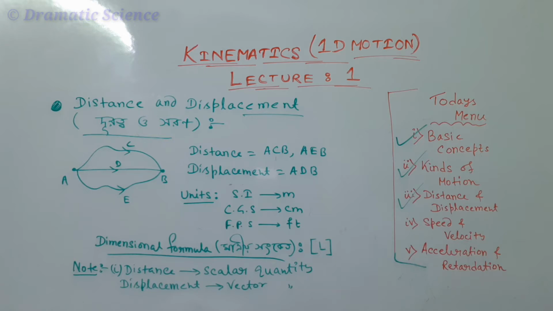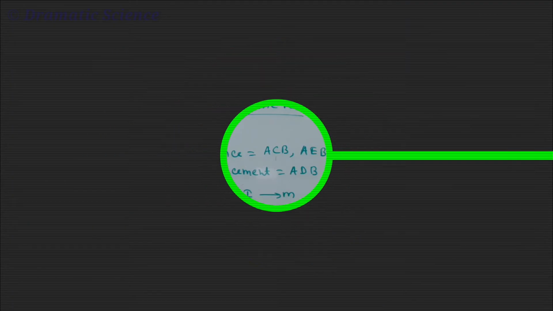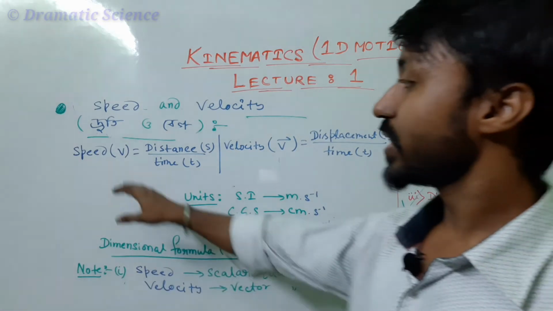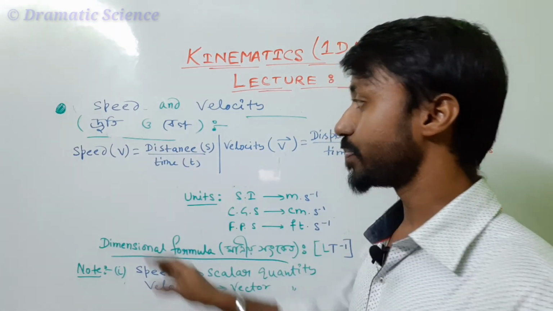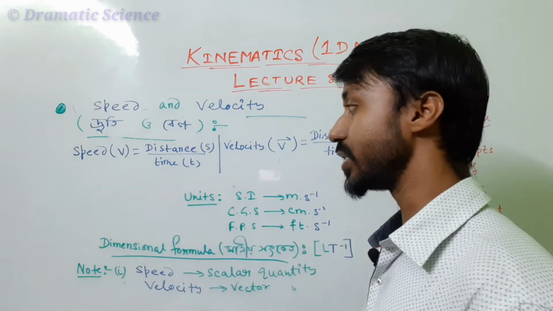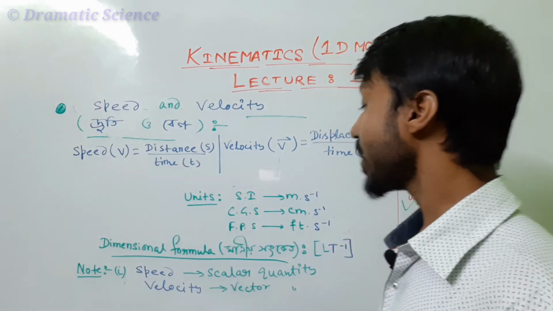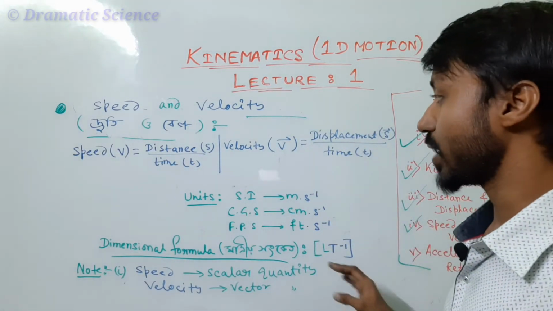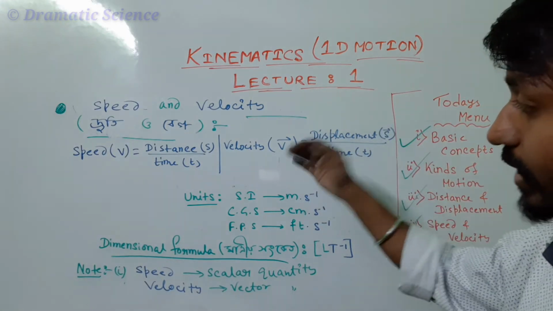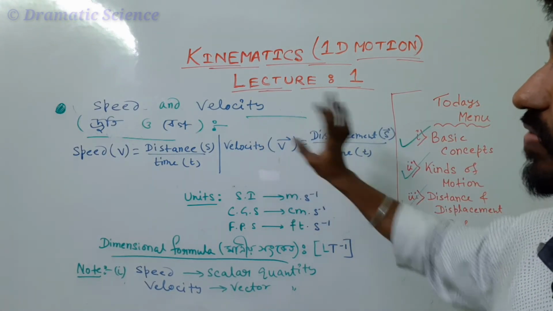Next we will move towards the concept of speed and velocity. So now we have the concept of speed and velocity. Speed is basically distance by time. Speed is symbolized by v, and we have considered distance as s and time as t. So speed is distance by time and velocity is displacement by time. Displacement is a vector quantity, that's why s vector, and that's why velocity will also be vector, v vector, right?